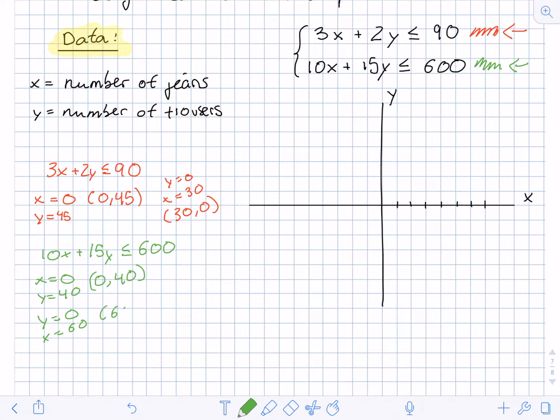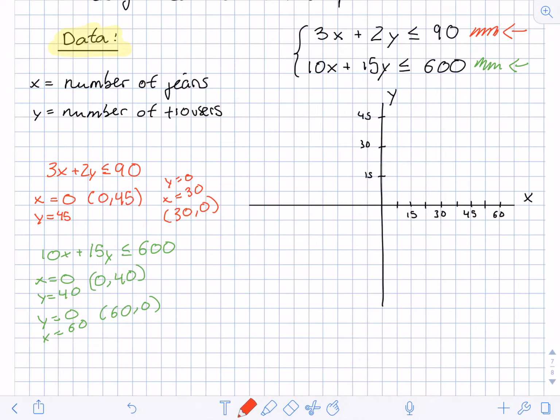So we have the point 60, 0. What we're going to do is split up the graph into 15. So it's going to be 15, 30, 45, 60. And 15, 30, 45. Okay, so we're going to use the red one for the first equation.